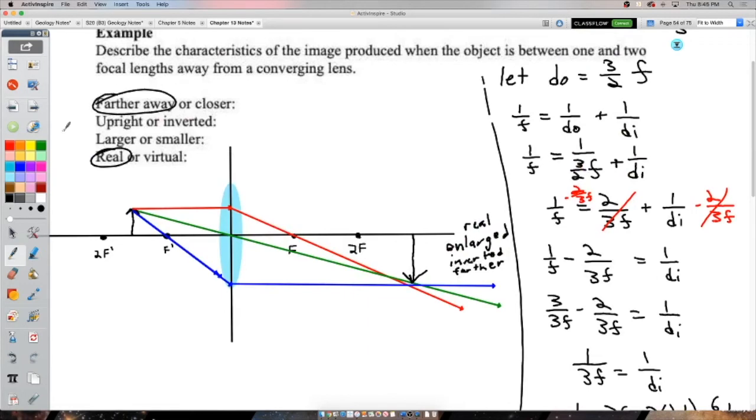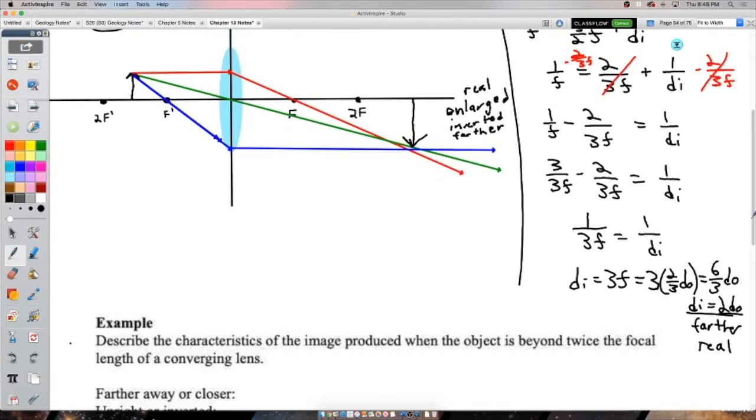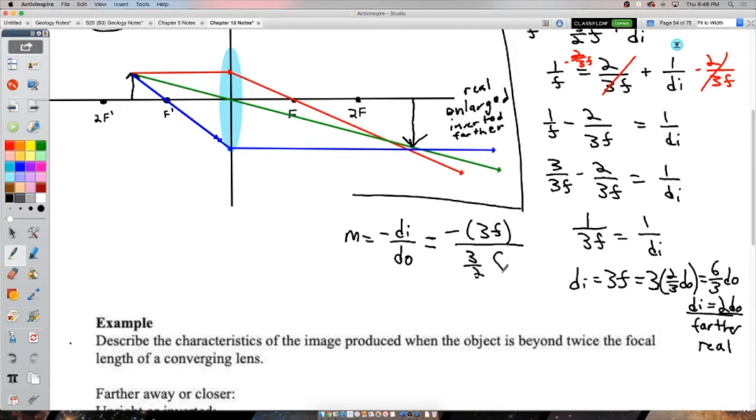Now for upright and inverted and larger and smaller, we're going to need to go to heights and magnifications. So let's keep this going. M equals negative DI over DO. Okay, so the magnification is going to be equal to negative... We said DI was going to be 3F, and we said DO was going to be 3/2 of F, right? 1.5 Fs. So look what happens here. Focal lengths, those cancel. You can think of this as 3 divided by 3 over 2.